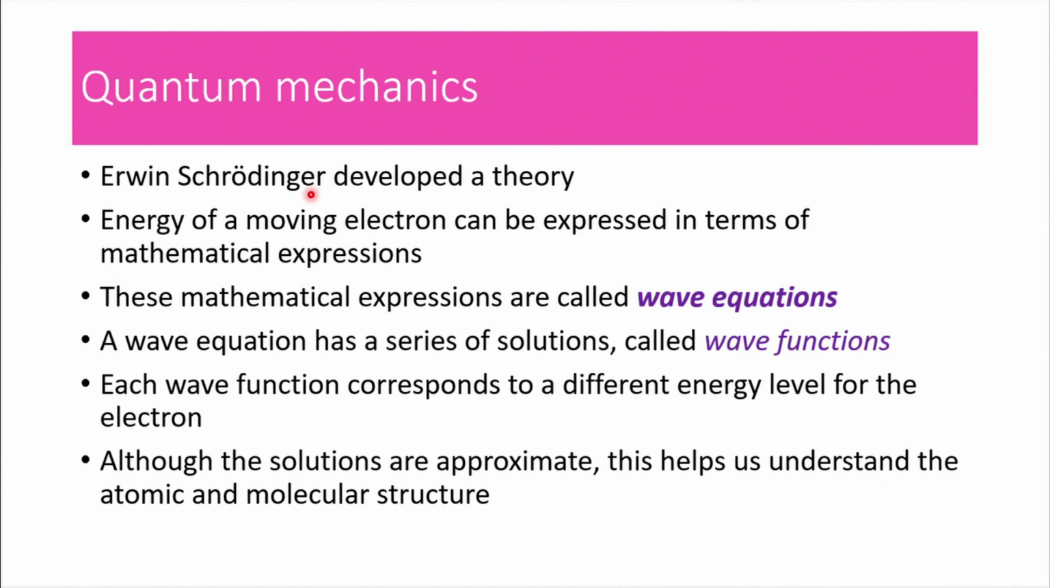Erwin Schrödinger developed a theory. He was awarded the Nobel Prize for his theory. Energy of a moving electron can be expressed in terms of mathematical expressions. These mathematical expressions are called wave equations. They define the state of the system at each spatial position and time. A wave equation has a series of solutions called wave functions. Each wave function corresponds to a different energy level for the electron. Although the solutions are approximate, this helps us understand the atomic and molecular structure.